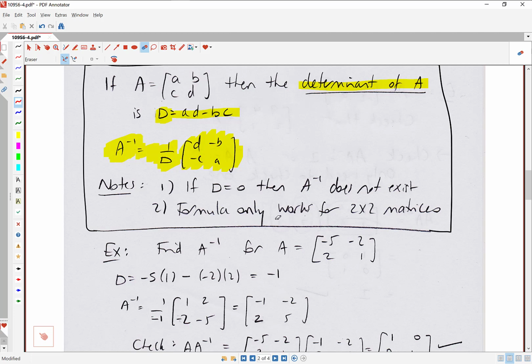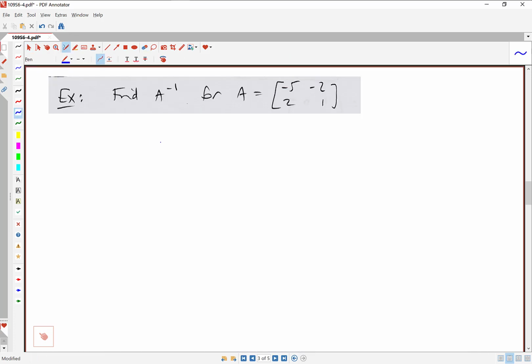I would also point out that the formula only works for 2 by 2 matrices. If we ever run into a situation where we need an inverse for a 3 by 3 matrix, we'll see a method a little bit later on for how to do that. So we'll only be applying this particular formula to a 2 by 2 matrix. We're going to try a couple examples of applying that formula.